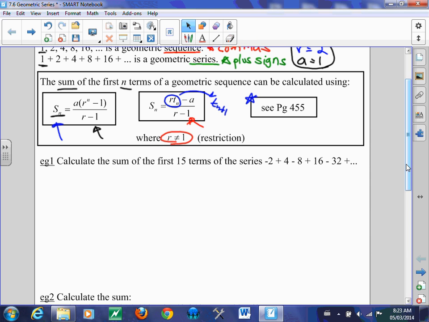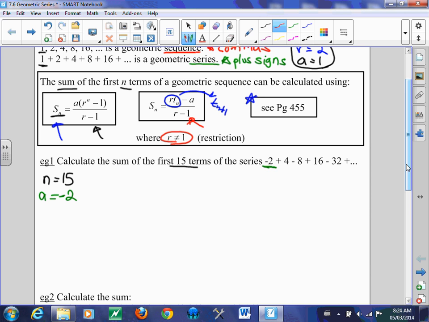All right, let's try example 1. Example 1 says to calculate the sum of the first 15 terms, so that tells us n equals 15, of the following series. Okay, so looking at our series, it starts with -2, so that tells us A equals -2. And we've got to see what's happening in each case.